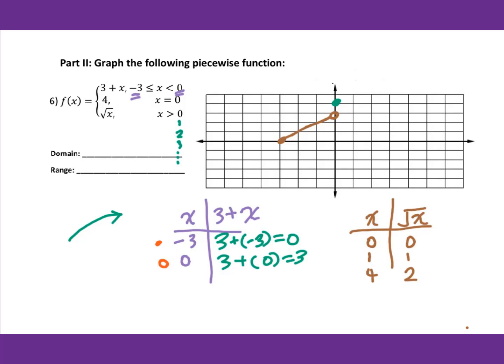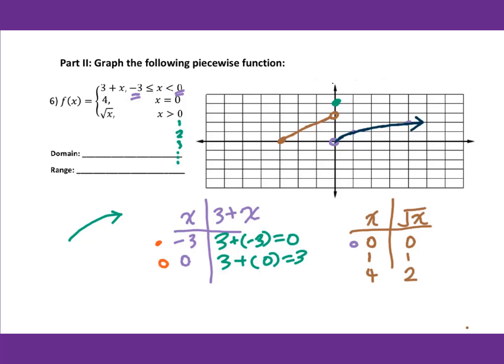Let's plot these 3 points. 0, 0. This is an open circle because there's no equal sign. So open circle. 1, 1. It's here. 4, 2. It's here. Then connect these 3 points. Draw the curve. Show the arrow.